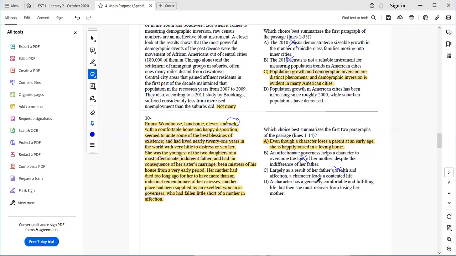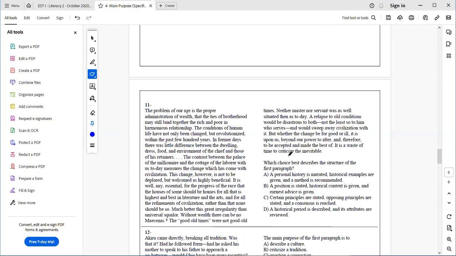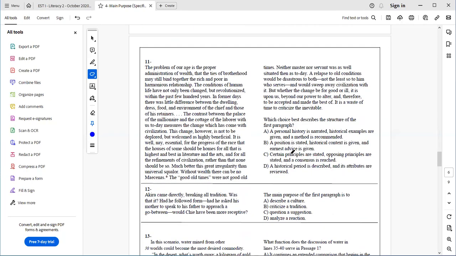A character has a generally comfortable and fulfilling life. That's right. But then she must recover from losing her mother. Again, she didn't remember her mom. So the answer is A, as all of you said. Okay, now question 11. Start solving it and write the answer in the chat box. Take care. Describe the structure of the first paragraph. Look at the first sentence and last sentence.